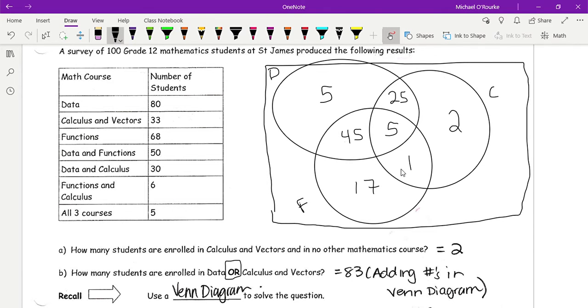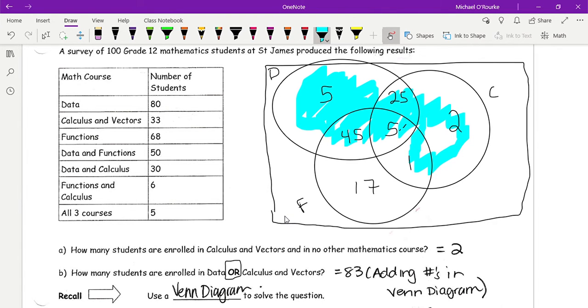You have this one too, right? Yeah, so we could add this circle here. Essentially we're doing the union of these two circles. So we add all the numbers up within here. Does that make sense? That should add up to 83. Yeah, because data was 80, correct? And then 2, 3. Or you could look at that 17 and minus off. So, who said they hated making a Venn diagram?